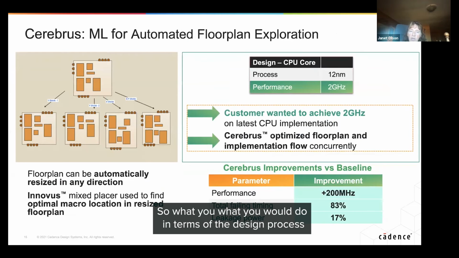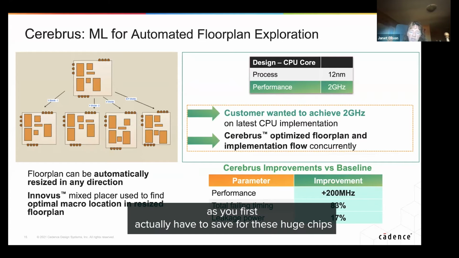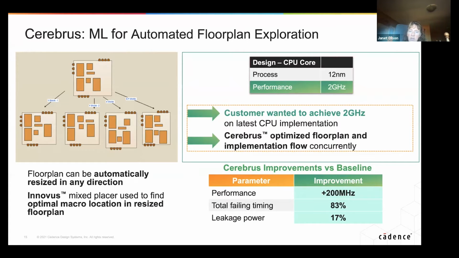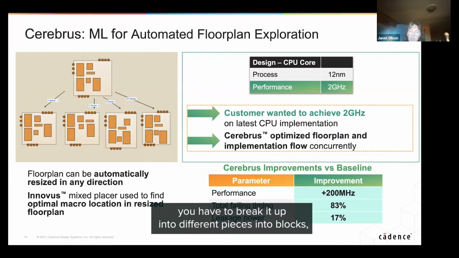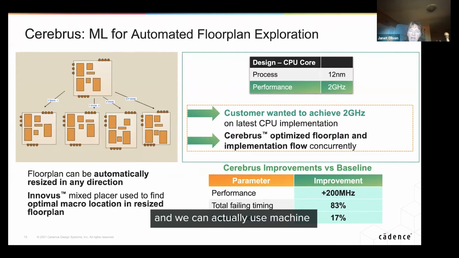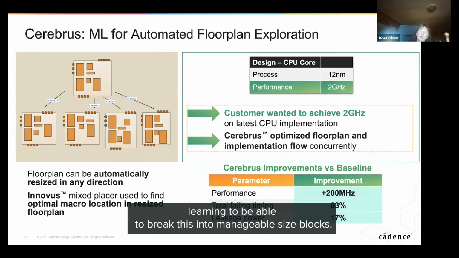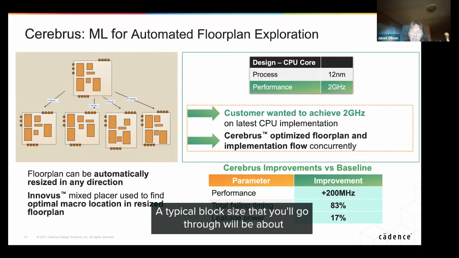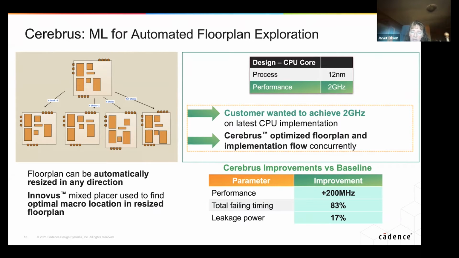In terms of the design process, for these huge chips, which have 10 million, 100 million gates, you first have to break them up into different pieces, into blocks. We can use machine learning to break this into manageable size blocks. A typical block size that you'll go through will be about 5 to 10 million.